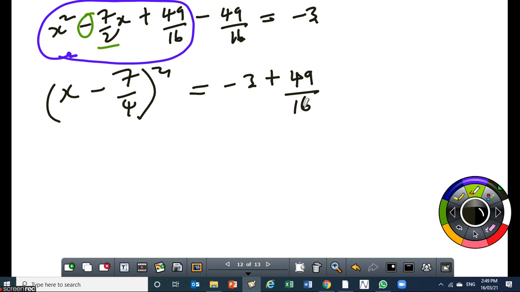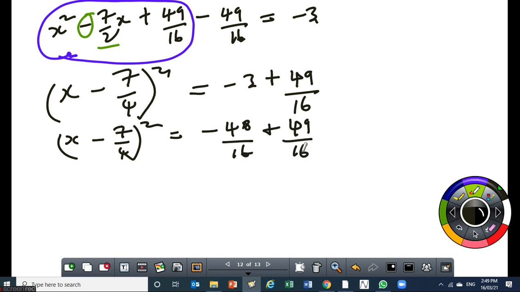Then this becomes x minus 7 over 4 all squared is equal to. Now, minus 3 can be written as a fraction with a denominator of 16. So this will give me 48 over 16 plus 49 over 16. I found the LCD. The LCD on the denominator there is 16. 16 times minus 3 is minus 48. 16 times 1 is 16.